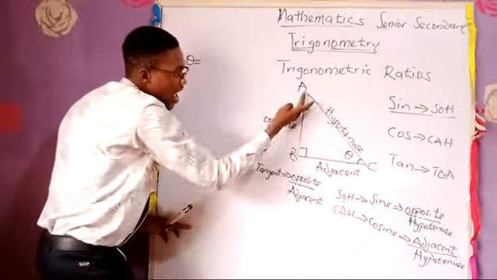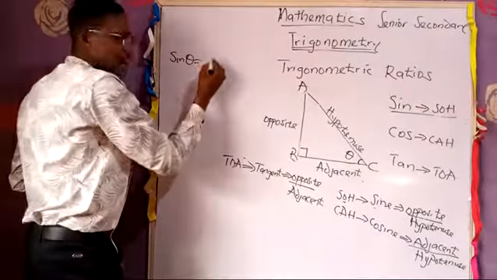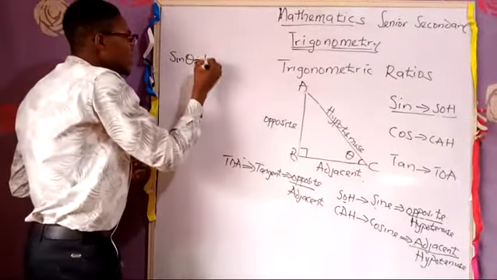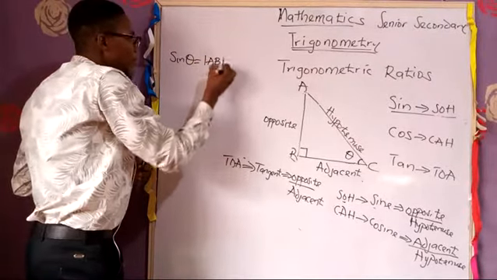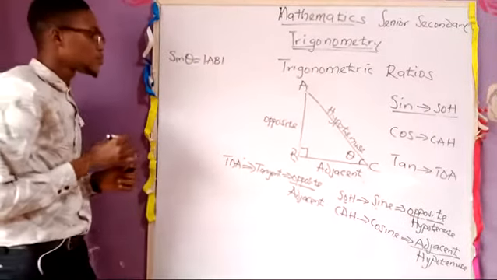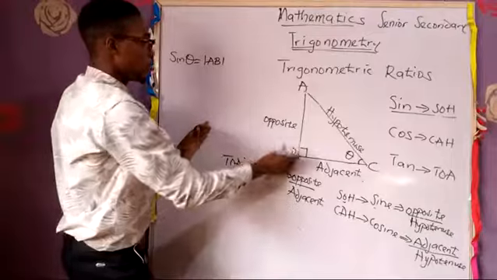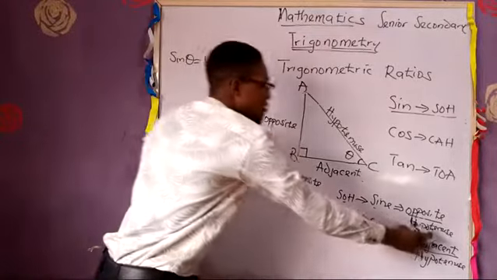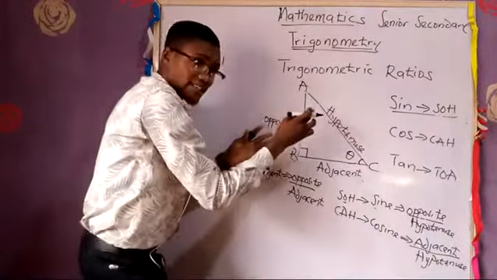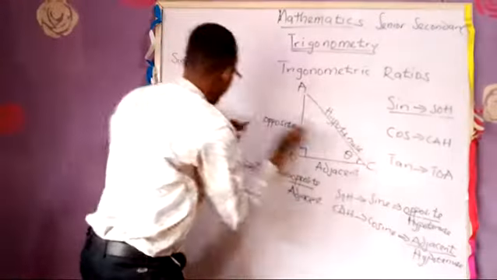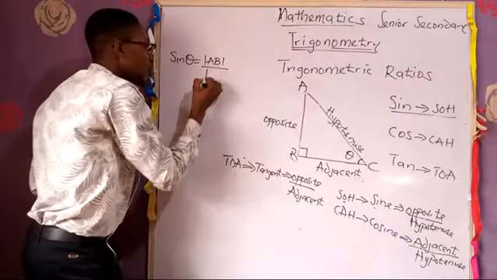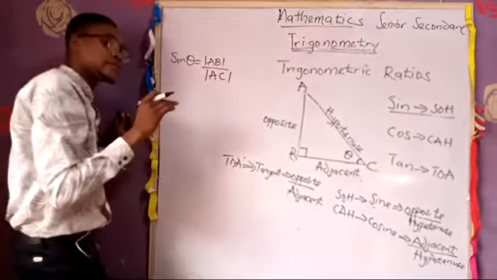Where is the naming? The line starts from here and ends here. So let me name it AB. Don't just write AB, please. Write it like this: line AB. That is for what? My opposite. And I have what? Hypotenuse. Mathematically, the hypotenuse will be what? Line AC. Over line AC.